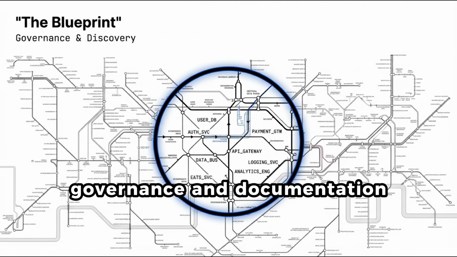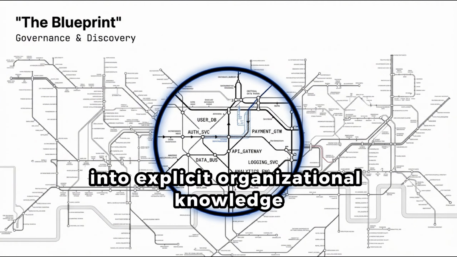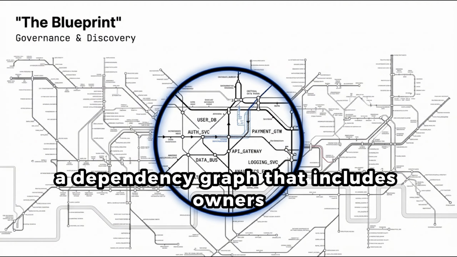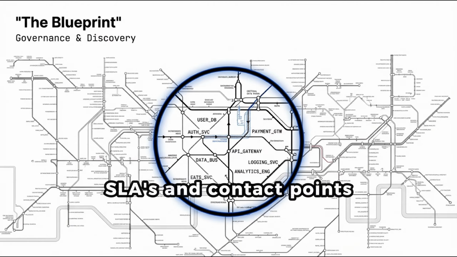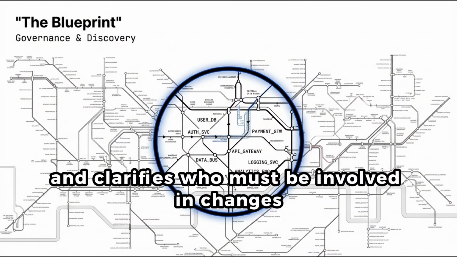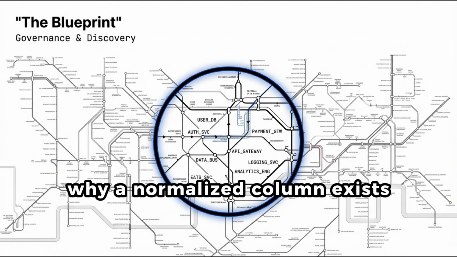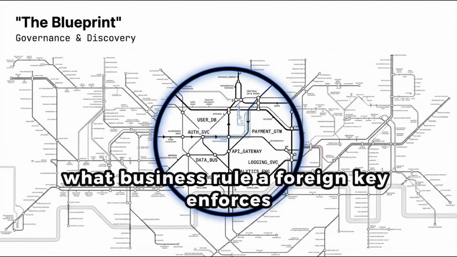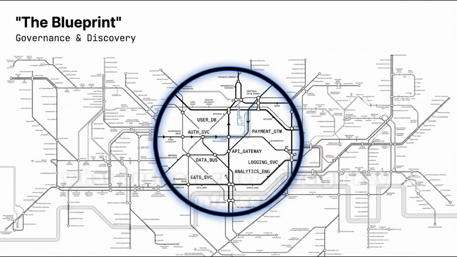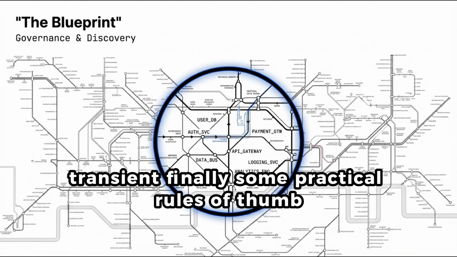Governance and documentation convert implicit dependencies into explicit organizational knowledge. A dependency graph that includes owners, SLAs, and contact points speeds incident response and clarifies who must be involved in changes. Document the intent behind dependencies: why a denormalized column exists, what business rule a foreign key enforces, and which derived fields are considered canonical versus transient.